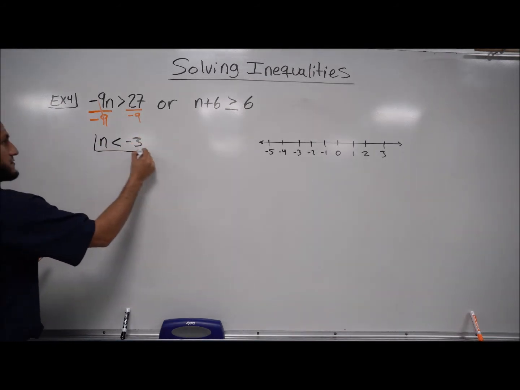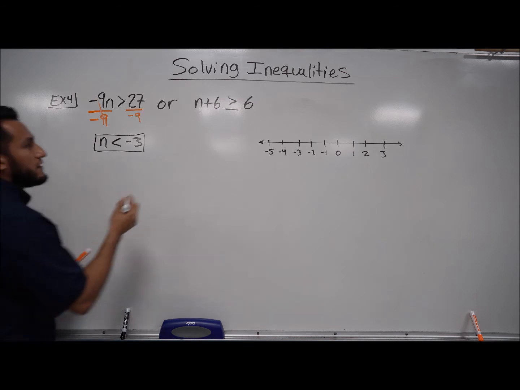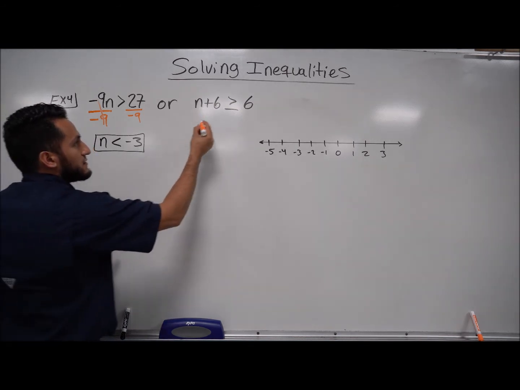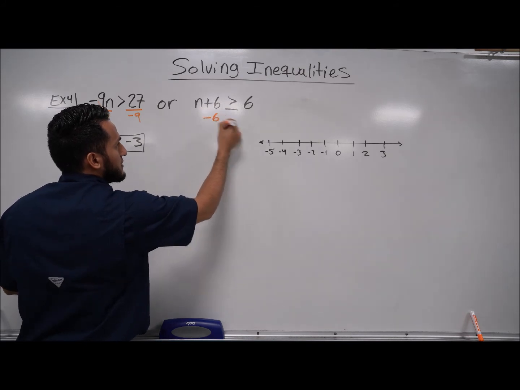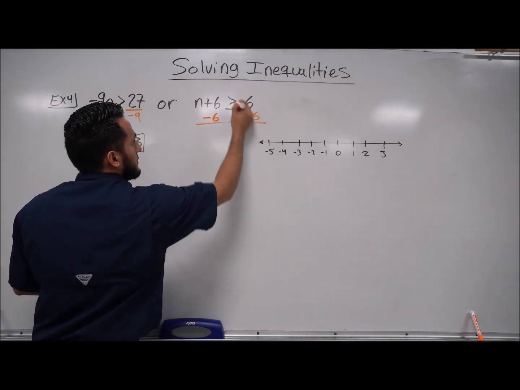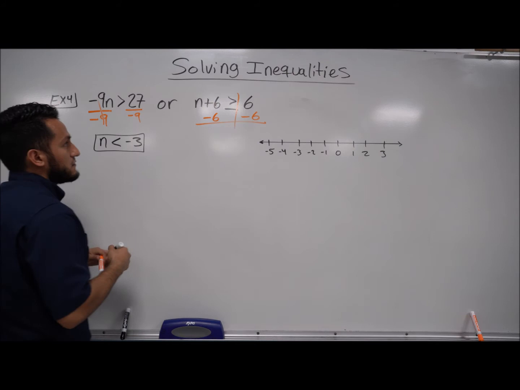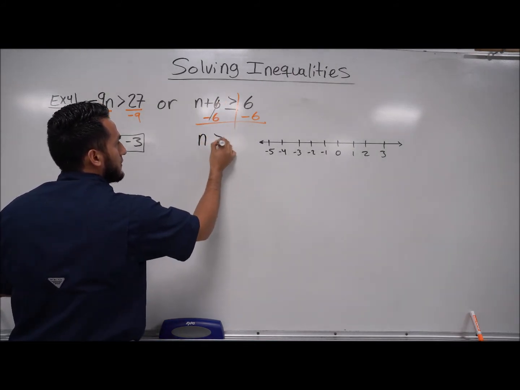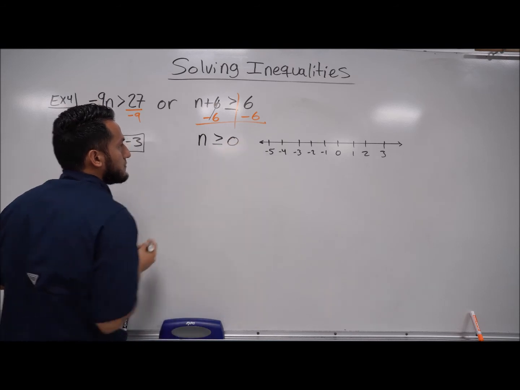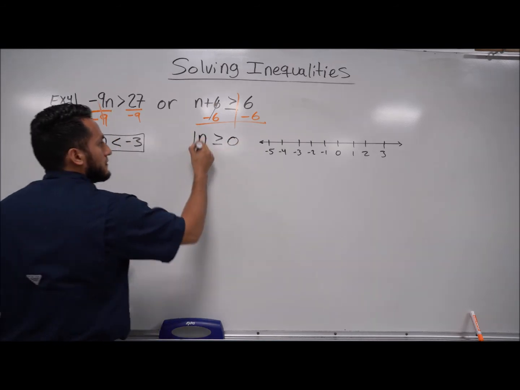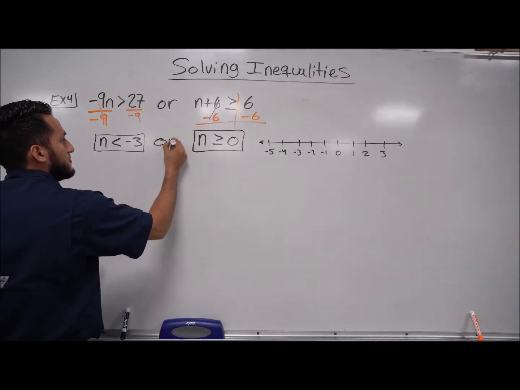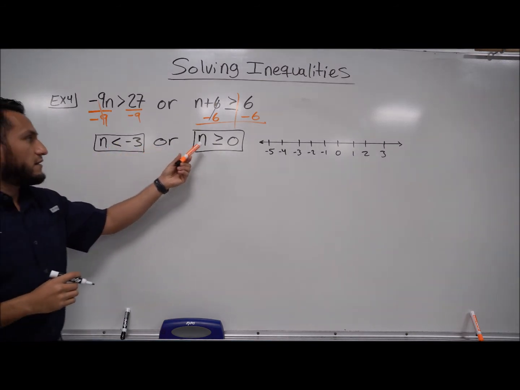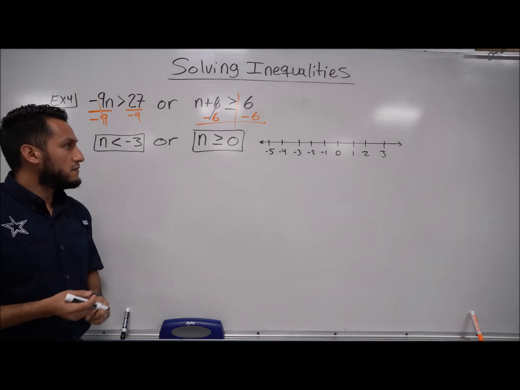So that's one answer. Over here we have n plus 6 is greater than or equal to positive 6, so to get rid of the 6, we just subtract 6 from the left and from the right. So these 6's equal to 0. Now I have n greater than or equal to 0. That's it. Our final answer is going to be like this. n is less than negative 3, or n is greater than or equal to 0.